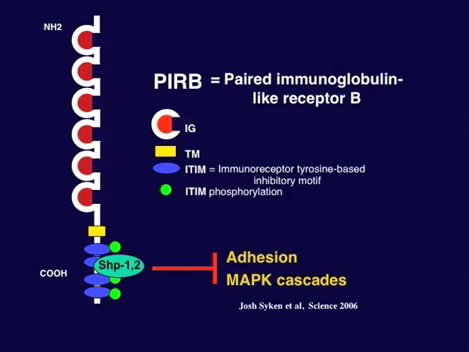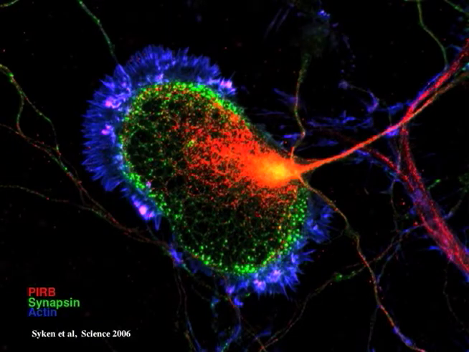And if you take cortical neurons and grow them in culture, you see this is the PirB protein. It's right at the palm of growth cones. These are neuronal growth cones. Here's synapsin and synaptic vesicles and the actin leading edge of growth cones in culture.